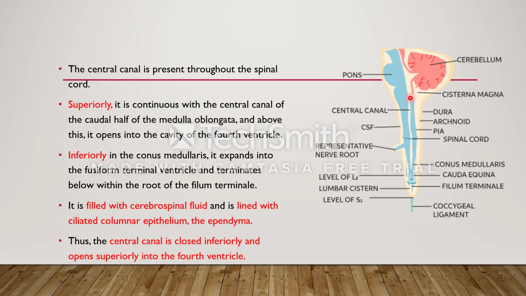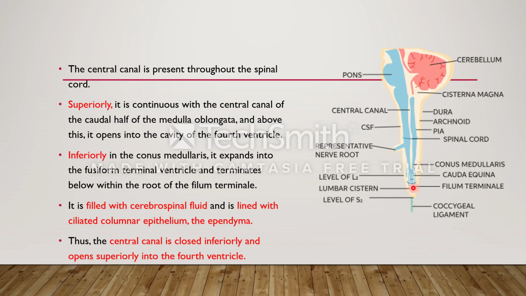See here, this is the central canal of the spinal cord. The central canal is continuous superiorly with the fourth ventricle, which is present behind the medulla oblongata and in front of the cerebellum. Inferiorly it is continuous up till the conus medullaris. In the conus medullaris it expands into the terminal ventricle.